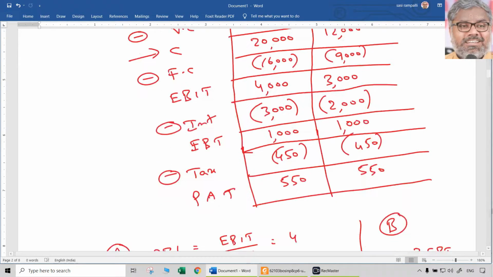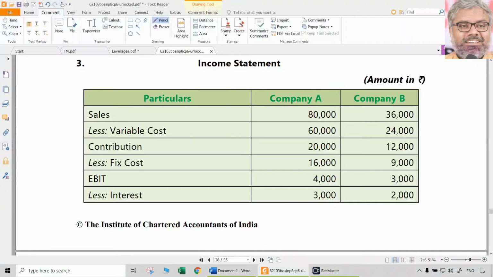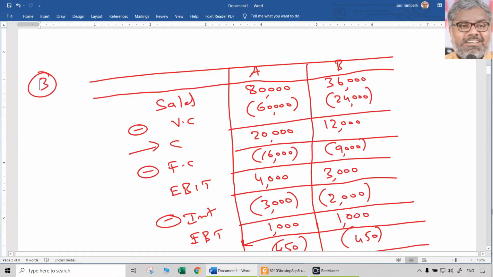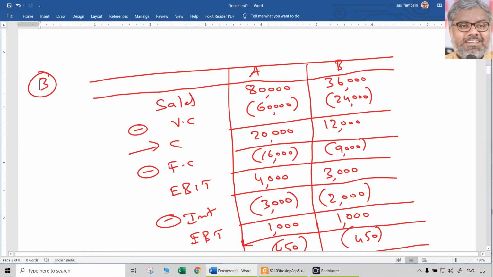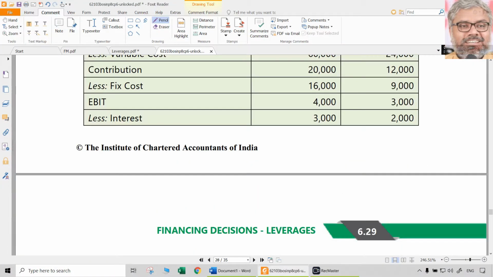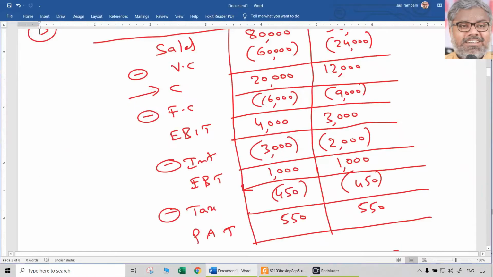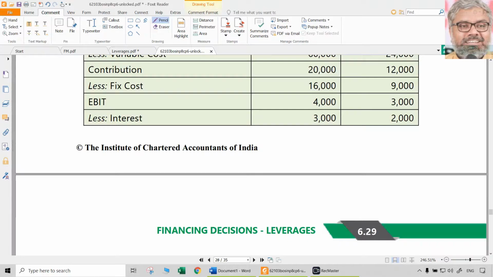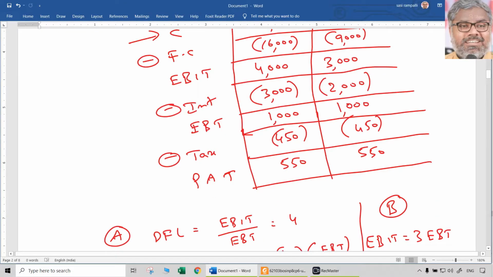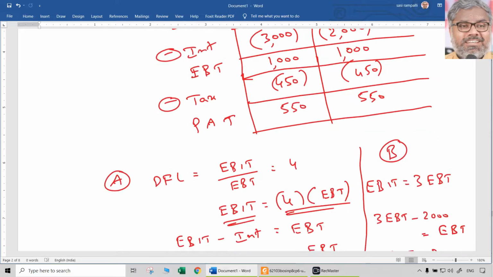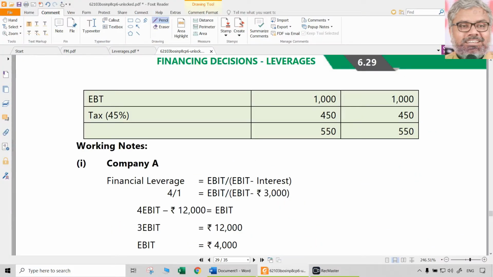So the sales are like this, same exactly, 80,000 and 36,000. Variable cost 60 and 24. Contribution is 20 and 12. Fixed cost 16 and 9. EBIT 4,000, 3,000. Interest is 3,000, 2,000. Then EBT is same, 1,000. Tax is same. Profit after tax also is same. So that is the final answer.